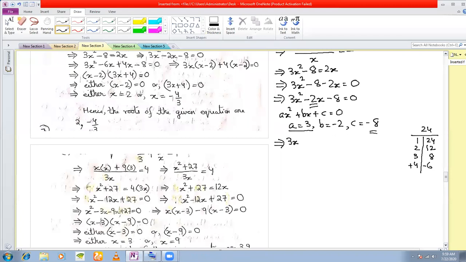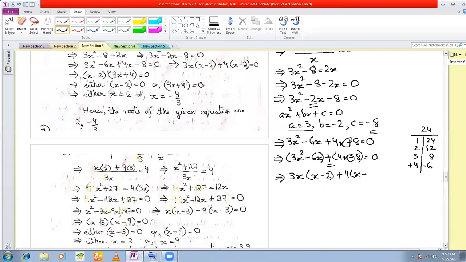So 3x square minus 6x plus 4x minus 8 is equal to 0. Now I group the terms: 3x square minus 6x, first and second; third and fourth. I've kept a minus sign outside where I've kept a plus sign outside, so this sign does not change. Okay, so now we take the HCF. 3x square and 6x, the HCF is 3x, you get x minus 2, and 4x and 8, the HCF is 4.